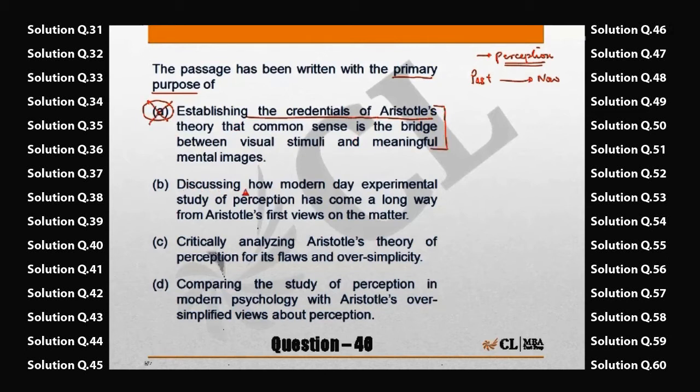B, discussing how modern day experimental study of perception has come a long way from Aristotle's first view on the matter. This kind of gives a sense of the past to now. It starts from Aristotle's first view on matter and how it has reached today. So B seems okay. Let's check C. Critically analyzing Aristotle's theory of perception for its flaws and oversimplicity.